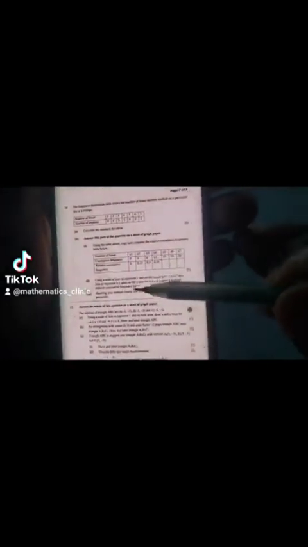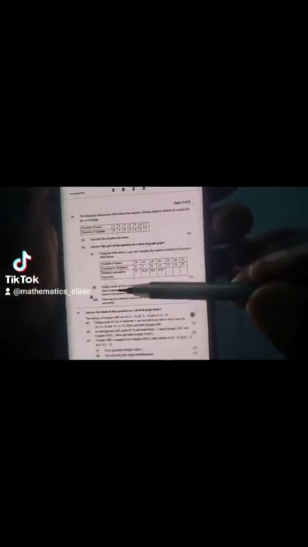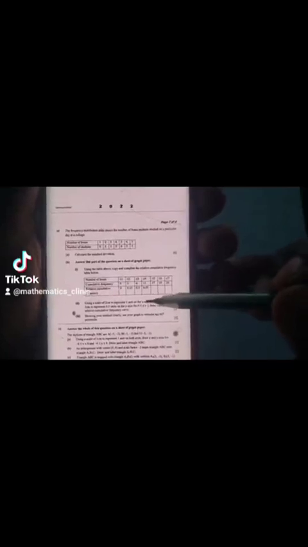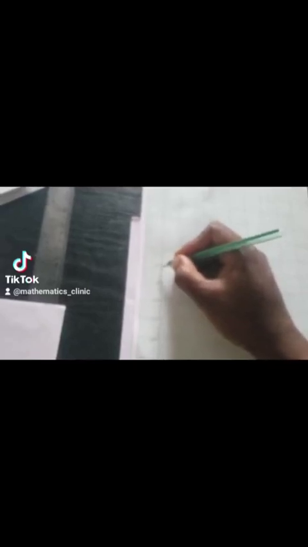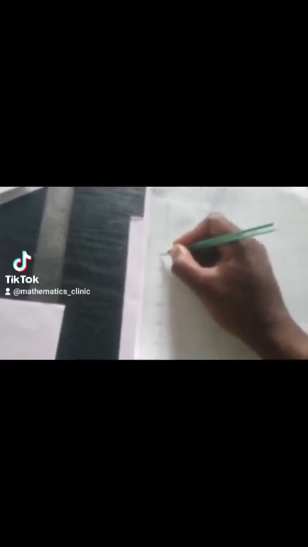Then for the y-axis, we have been told 2 centimeters to represent 0.1 unit on the y-axis, for y greater than or equal to 0 but less than or equal to 1. So we'll start from 0. This 2 centimeters represents 0.1, so we write 0.1, 0.2, 0.3, 0.4, 0.5, 0.6, 0.7, 0.8, 0.9, and we have 1.